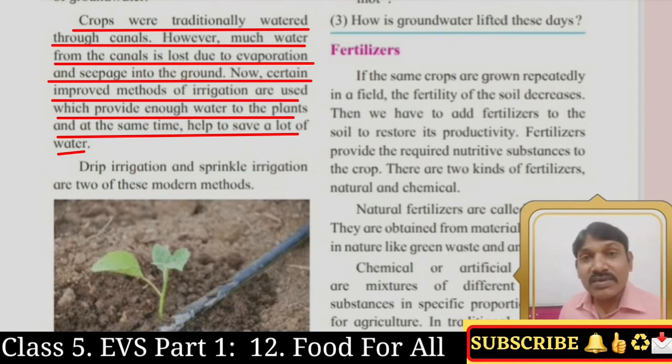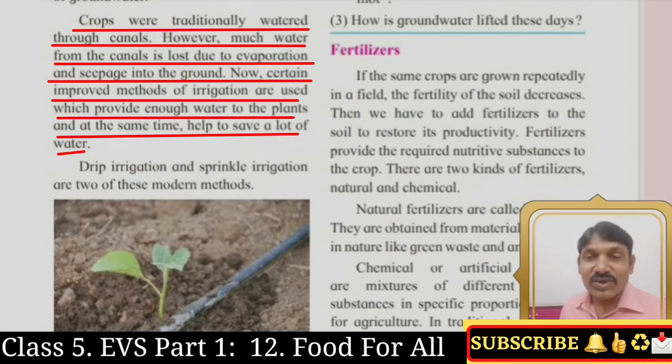Okay, student, but nowadays improved methods of irrigation are used which are very useful. We can save a lot of water with the help of these modern methods of irrigation. Which are these modern methods of irrigation? Drip irrigation is there, sprinkler irrigation is there. So these are the two methods of irrigation, drip irrigation and sprinkler irrigation.